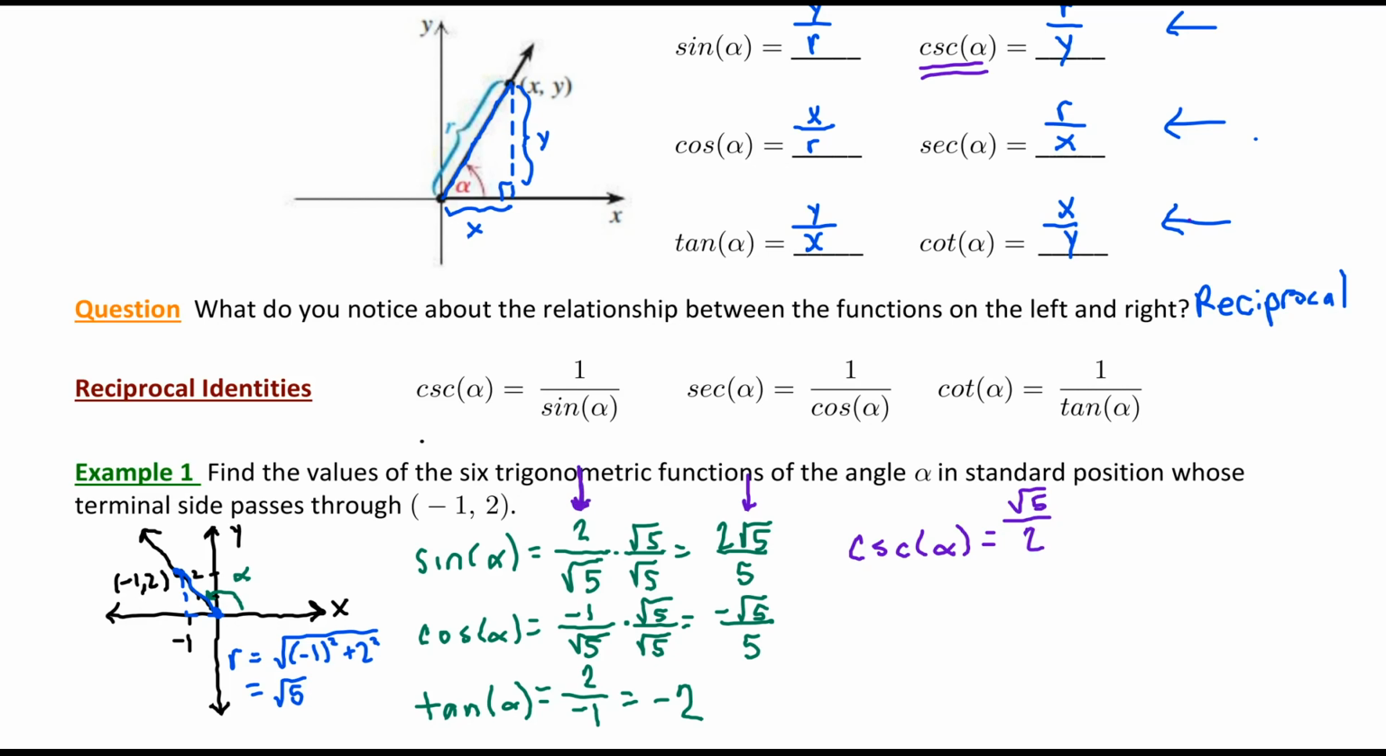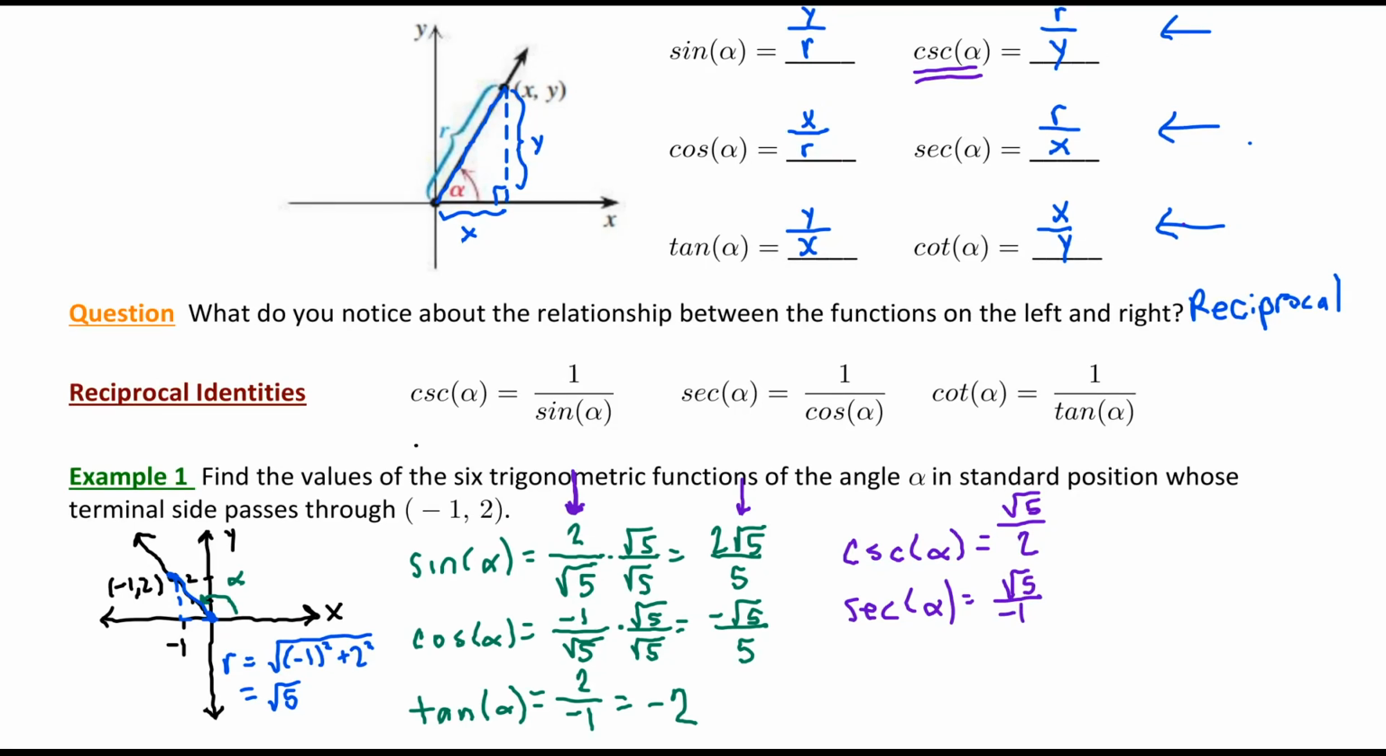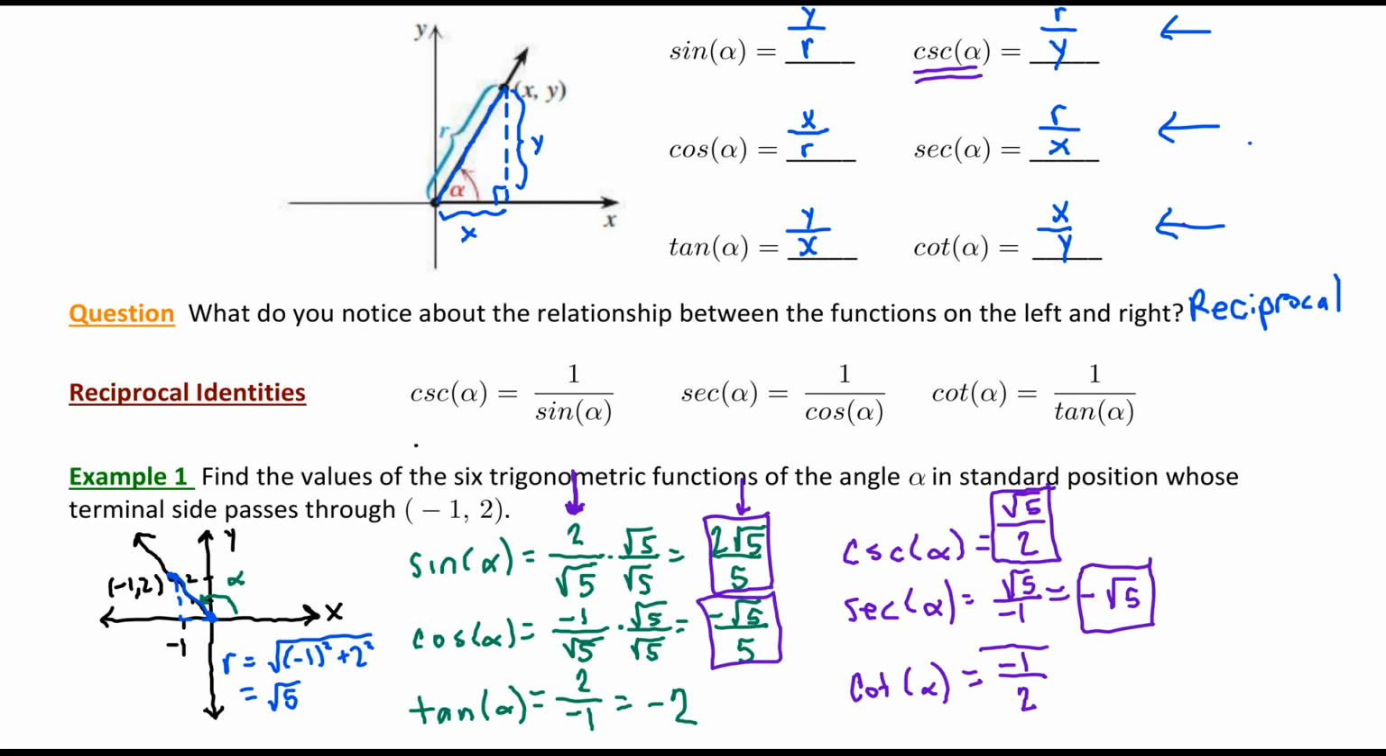Next, we'll evaluate secant of alpha. Secant is r divided by x. So we have r. When we simplify, we get negative square root of 5. And then finally, we have cotangent of alpha, which is equal to x divided by y. X is -1 and y is 2. So once again, notice the reciprocal relationships between sine and cosecant, secant and cosine, cotangent and tangent.